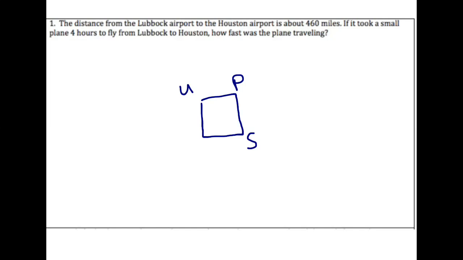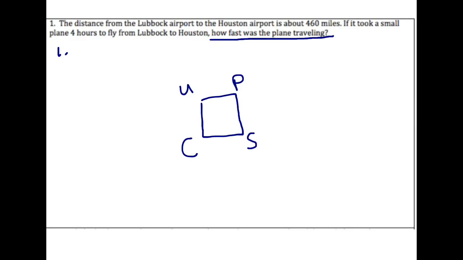U, P, S, and C for the problem solving process. First thing in U is understand. What are you asked to find for question 1? So I need to restate the question. I also like to underline it. How fast was the plane traveling?